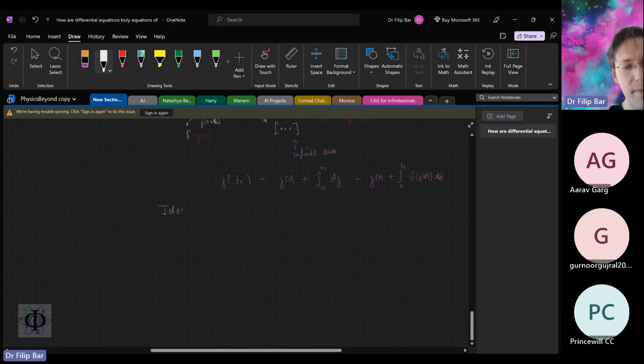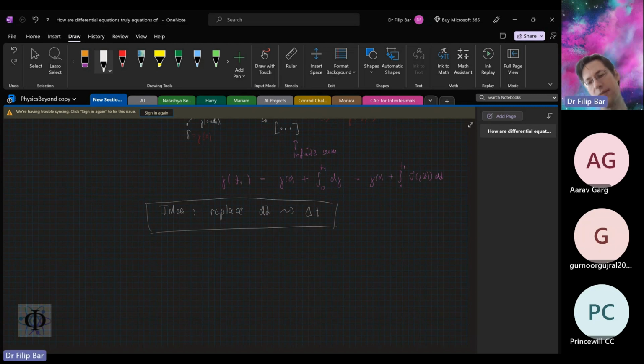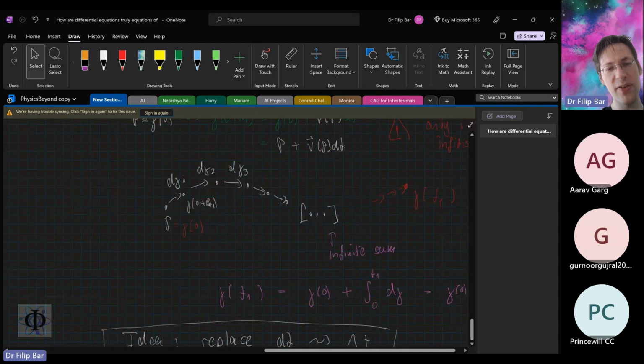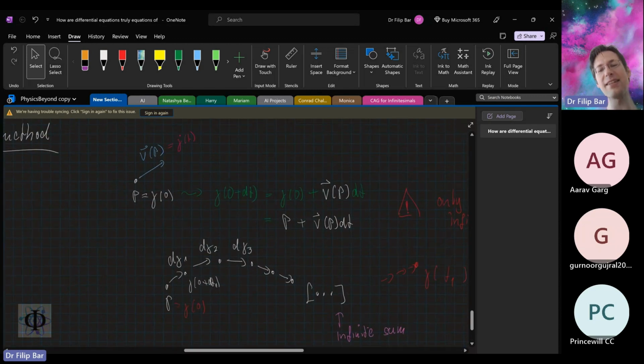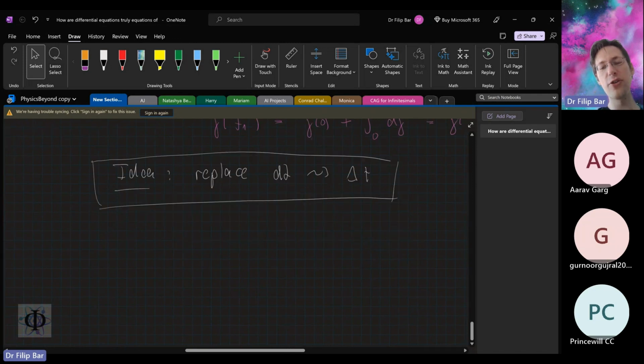So what's the idea? Replace the infinitely small with a finitely small delta t. So turn dt into delta t. That's what I can do, right? Then it's not exact anymore, because the infinitesimal things only work if it's exactly an infinitesimally small step. But if it is a finite step, then it's not going to be exact anymore, but it's going to be a good approximation.